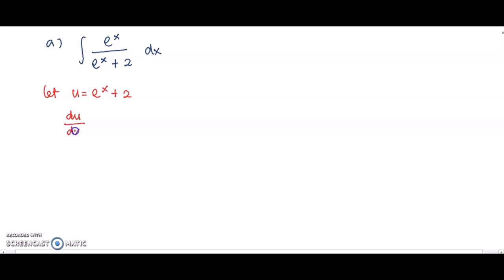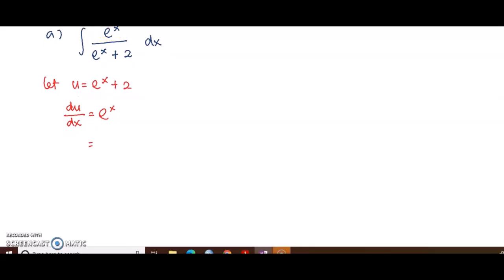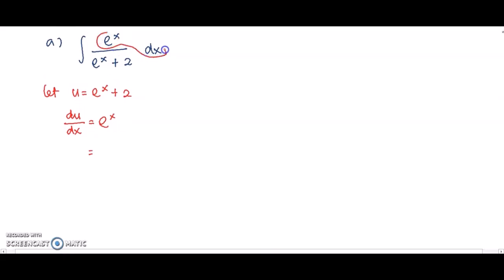And followed by your du dx, you have your e^x. Then you might see that your e^x dx here can be replaced by du. See or not? You bring the dx up, you have the du at the left. So it means that the e^x dx later on is going to be du. And 1 over e^x plus 2 is going to be 1 over u.